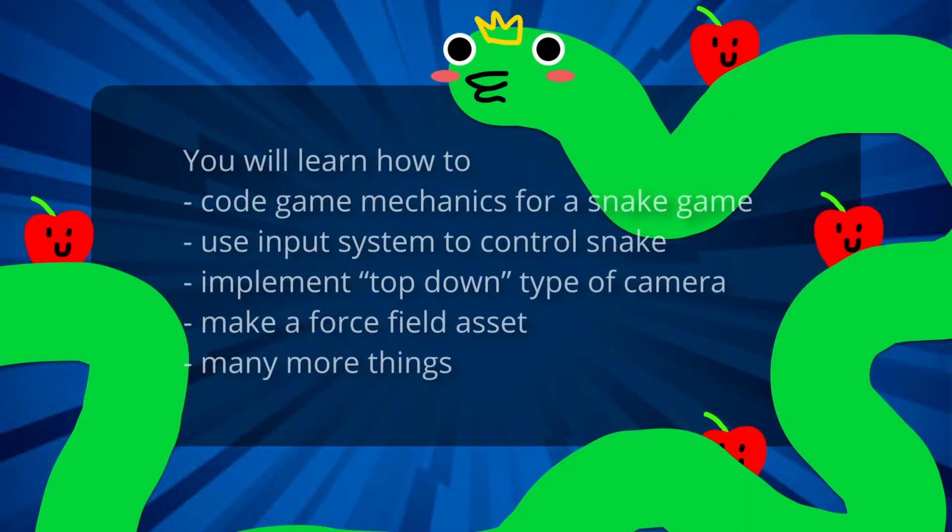Here are the things we're gonna learn in this tutorial. We will learn how to code game mechanics for a Snake game. We will learn how to use the input system to control the Snake on desktop and mobile. We will learn how to implement a top-down type of camera to make the camera follow the Snake. And we will make a force field asset using a custom shader material, and many other things.